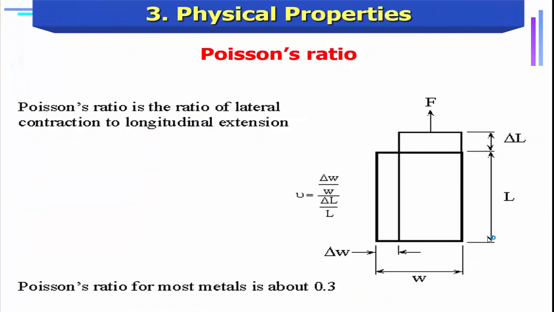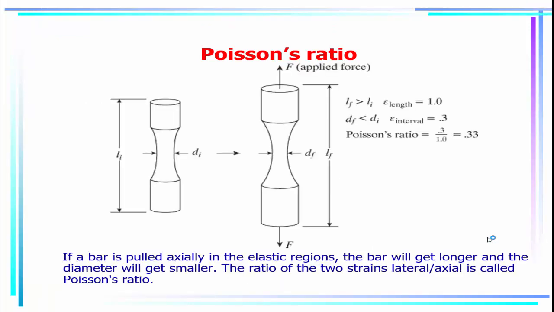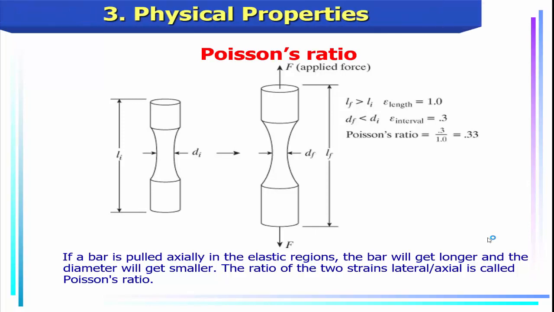Now we will see the Poisson's ratio. It's the ratio of lateral contraction to longitudinal extension, and the Poisson's ratio for most metals is about 0.3. So if a bar is pulled in the elastic region, the bar will get longer and the diameter will get smaller. The ratio of the two strains, lateral to axial, is called the Poisson's ratio.